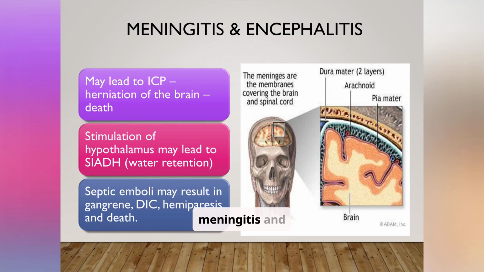Complications of meningitis and encephalitis can be severe and include increased intracranial pressure, ICP, herniation of the brain, death, SIADH, septic emboli, DIC, hemiparesis, and death. Prompt and aggressive treatment is essential to minimize these risks.